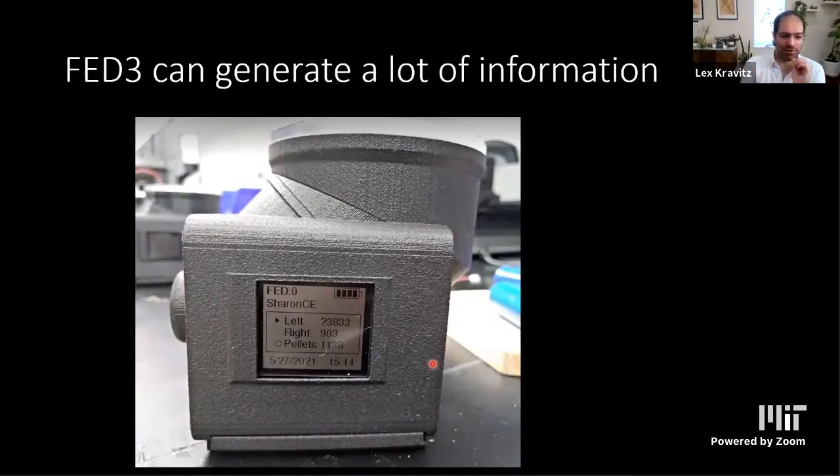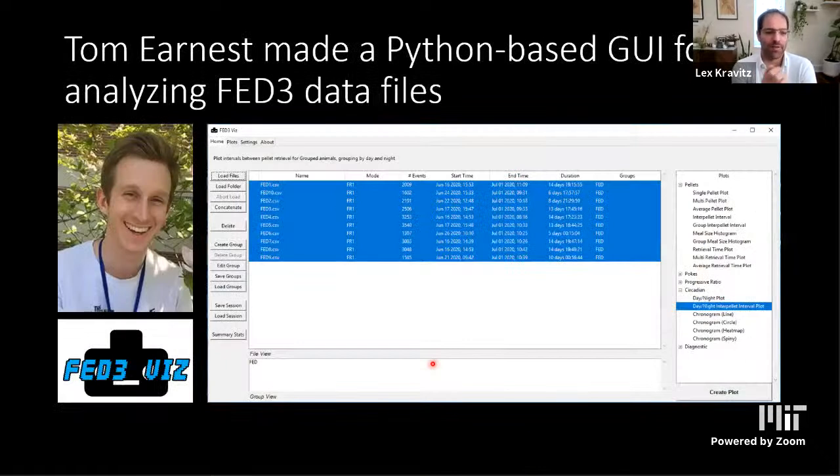We started drowning in the data of how do we understand this and the temporal relationships between how he's poking and how he's getting pellets. Tom Ernest, a technician in my lab who's now a PhD student at WashU, made a Python-based graphical interface that's available online for analyzing these data files. This is a screenshot of it. You basically load the data in, and it has many pre-built analyses and data outputs that you can use for processing the files. I'll show you a couple that are particularly useful.